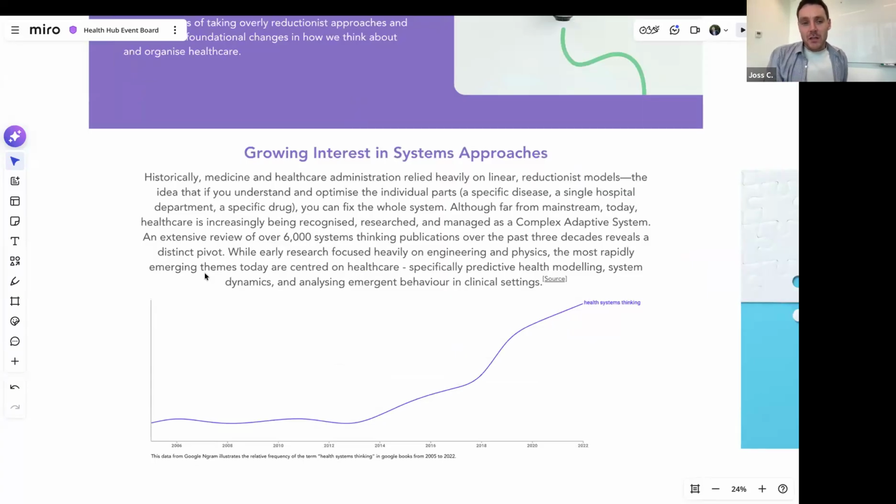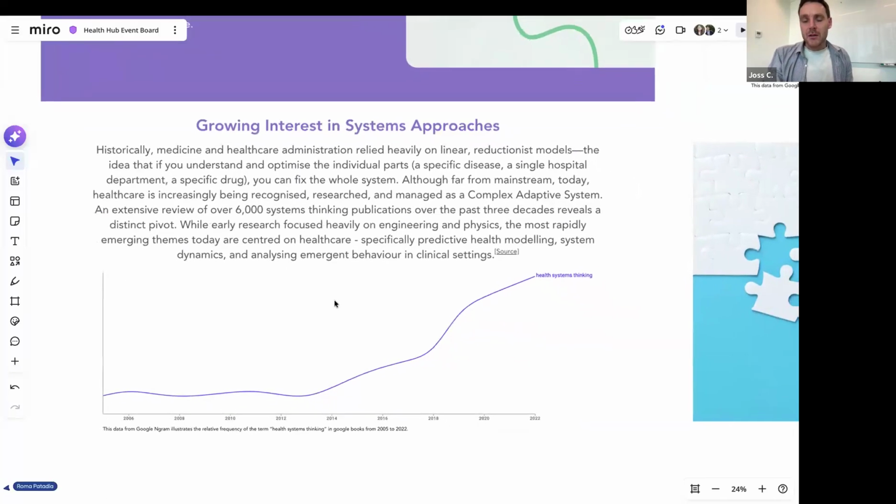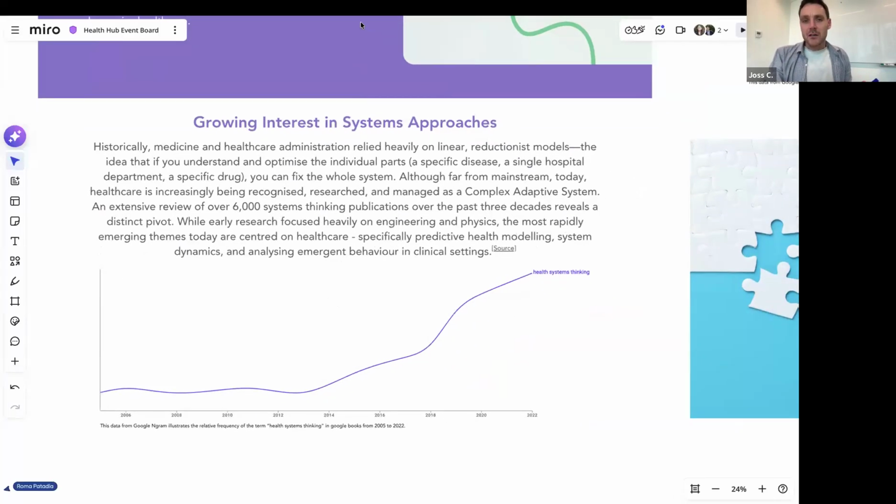And actually, there's a very good and extensive review of 6,000 systems thinking publications over the past 3 decades, which reveals a distinct pivot away from more hard engineering physics focus to the most rapidly emerging themes today being centered on healthcare. So again, substantiating what I was saying earlier about growing interest in this area and growing research in this area also.